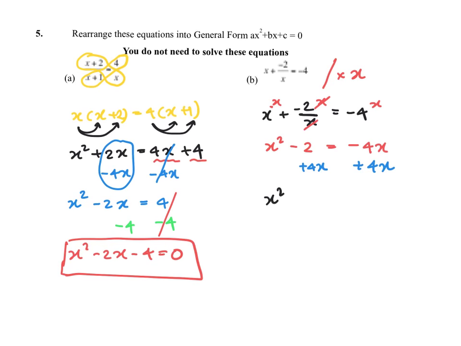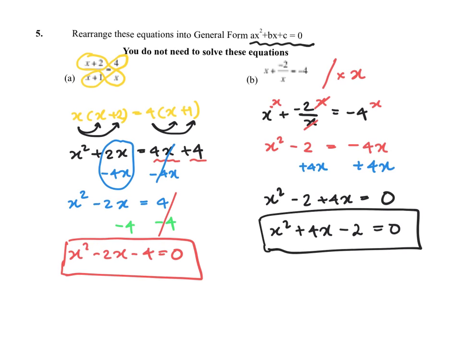Rearrange: x to the power of 2, negative 2, plus 4x is equal to 0. And just to make sure it is in the form that we have up here, I'm going to rearrange: x to the power of 2, then plus 4x, take away 2, is equal to 0. So this is in general form. So no need to solve this one. If you do want to, there are different methods: factorization, graphics calculator, and so on.